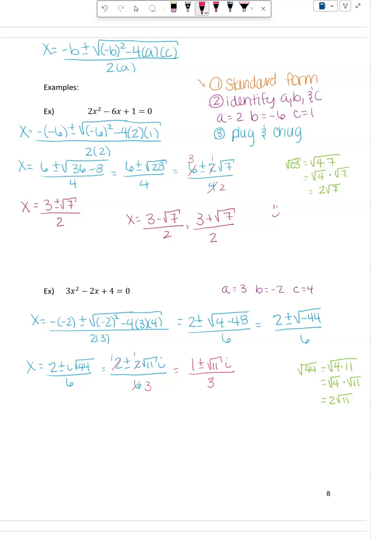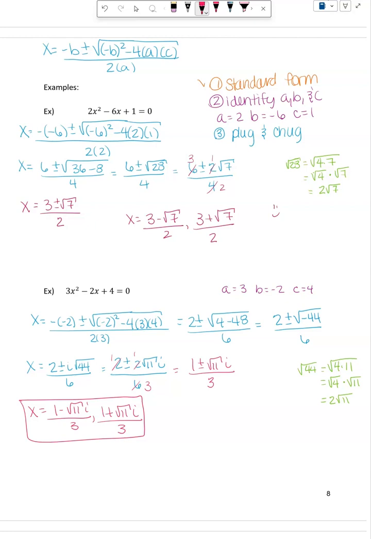So we know, since this is imaginary, we're not going to have any x-intercepts, right? So x is going to equal 1 minus the square root of 11i over 3, and 1 plus the square root of 11i over 3.